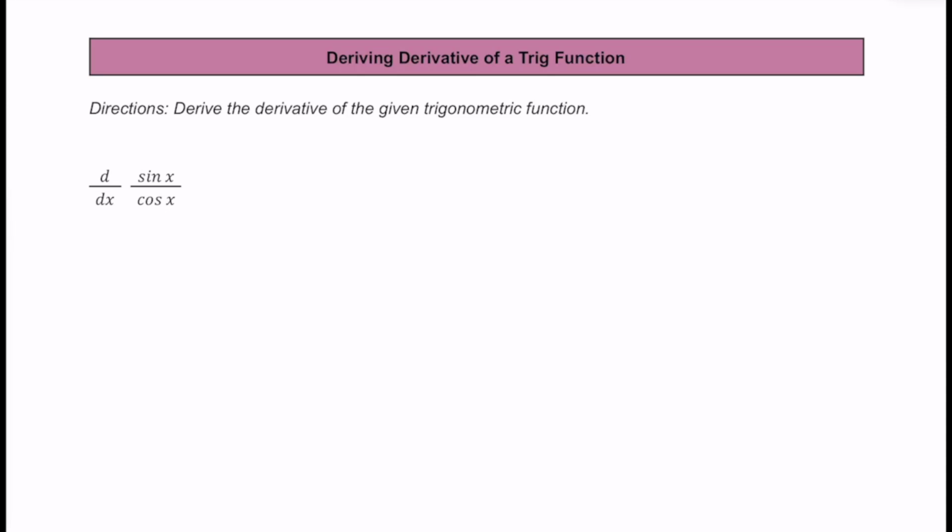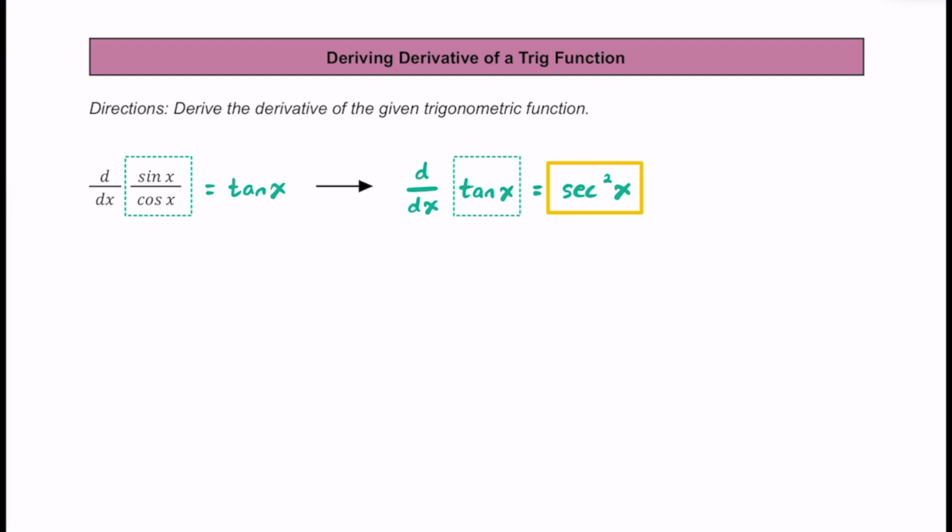In this video, let's derive the derivative of this given trig function, sine of x over cosine of x. Ultimately, you want to know that sine of x over cosine of x can also be rewritten as tangent of x. Something you want to memorize for the future is that the derivative of tangent of x is equal to secant squared of x. That is a bit of a spoiler, but this secant squared of x is the derivative of sine of x over cosine of x.